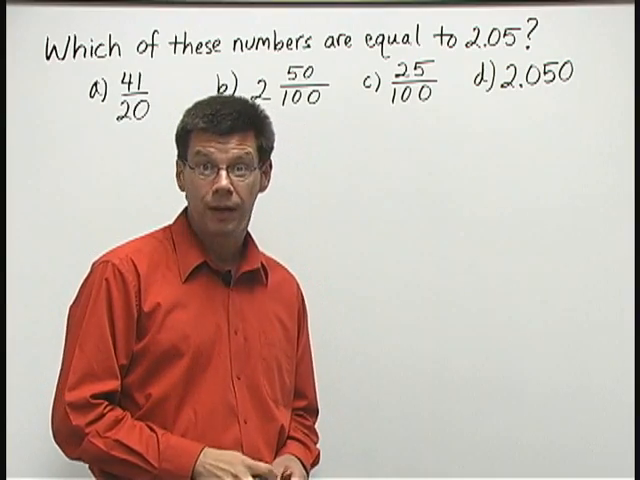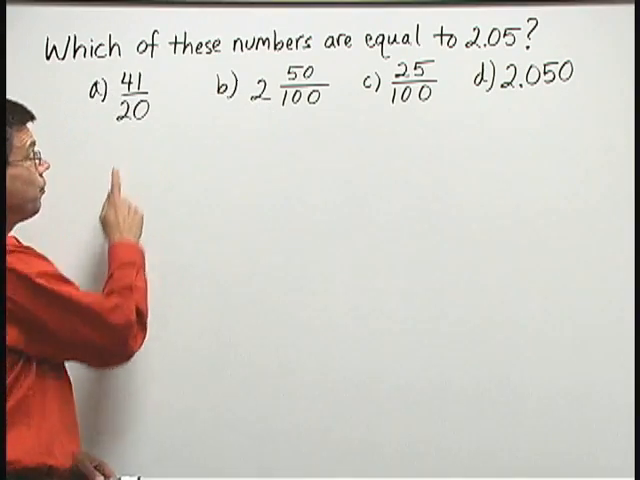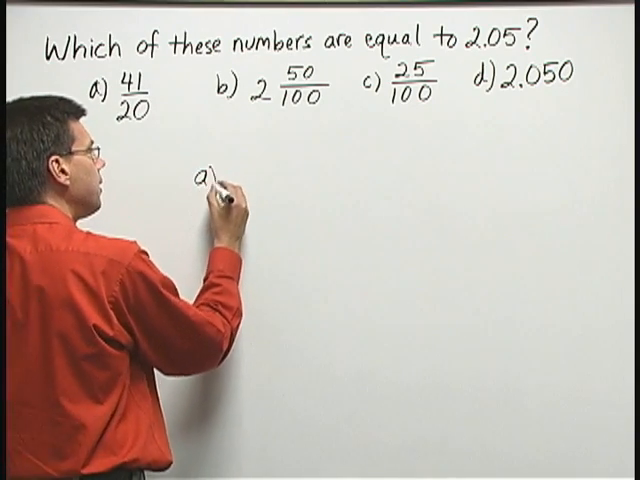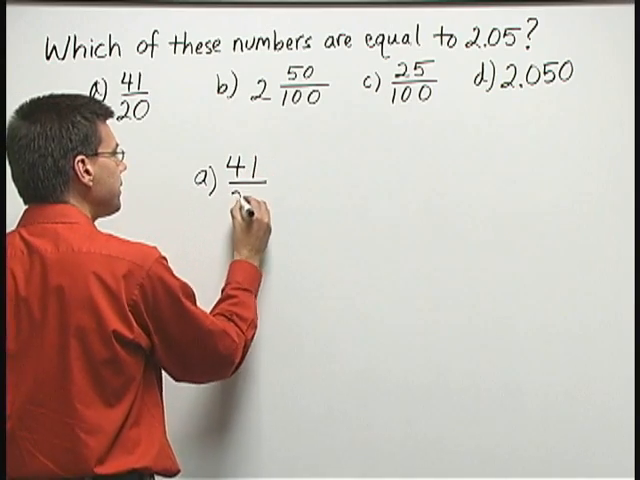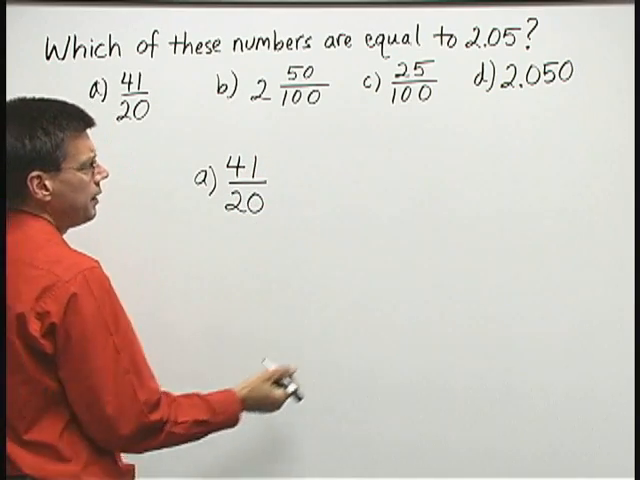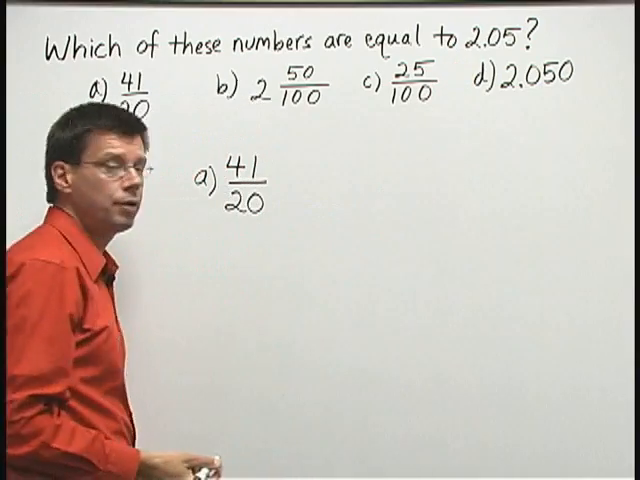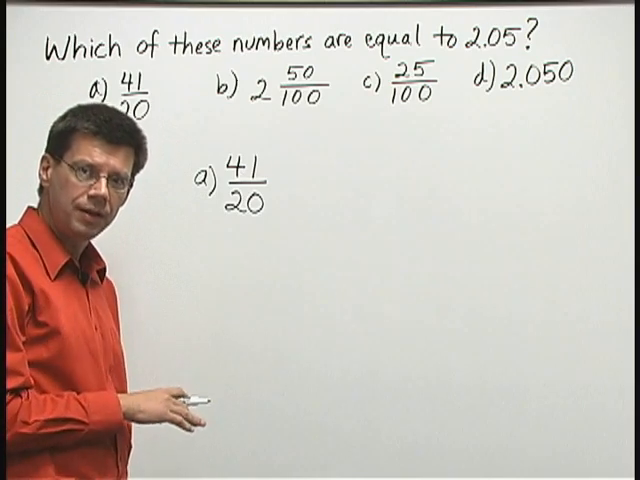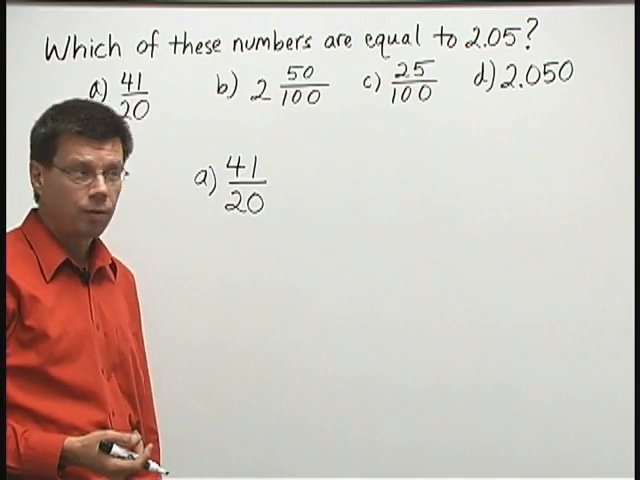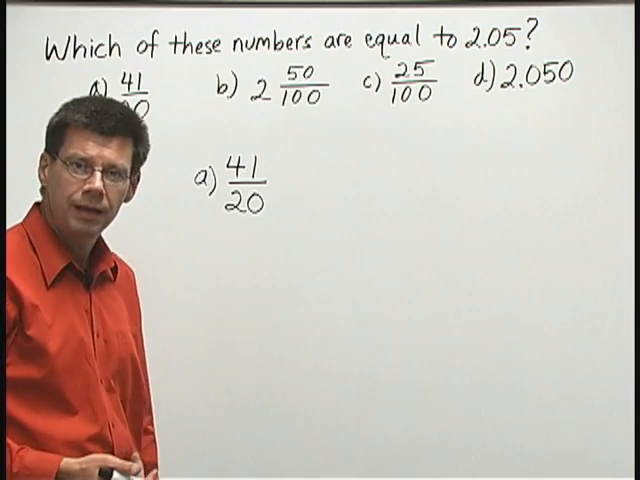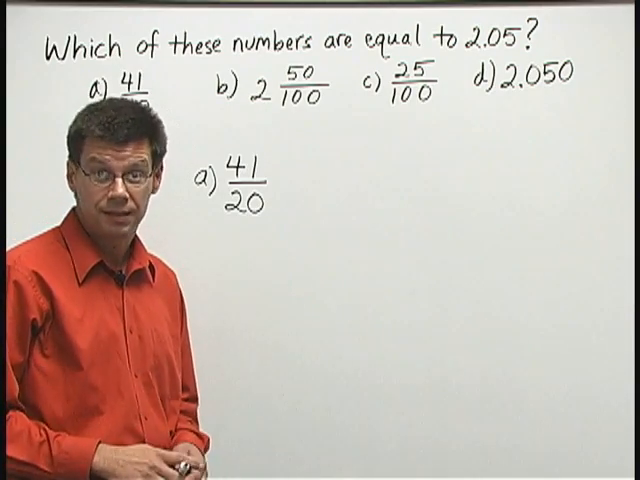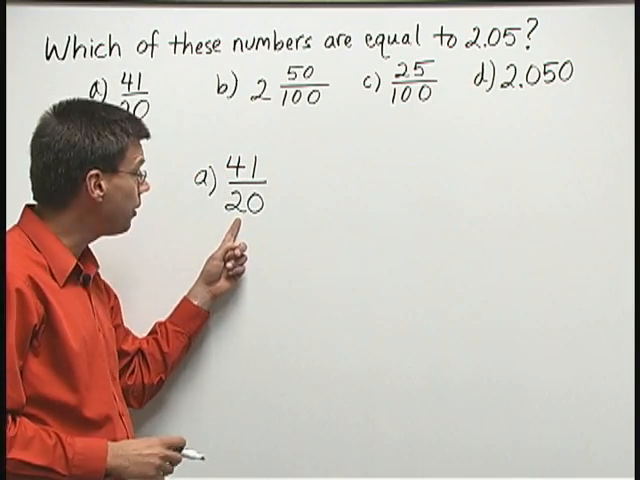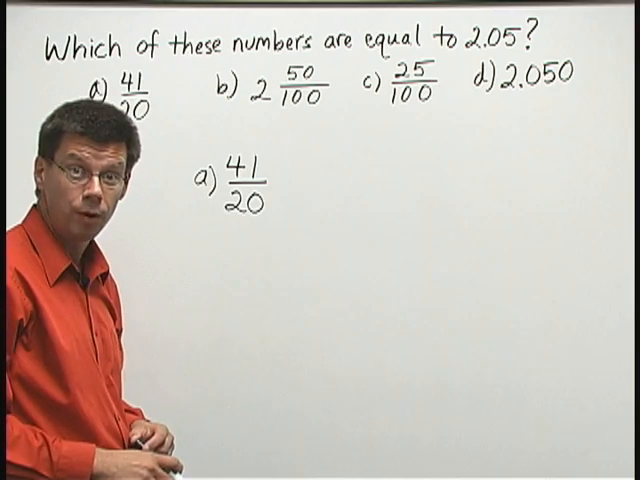So we're going to begin by just looking at A here, 41/20ths. Now, for A, 41/20ths, if we're trying to decide if it's equal to a decimal, 2.05, we need to write both numbers either as decimals or as fractions. We could go either way, but I think here I prefer to write both as a decimal. Now we already have a decimal, 2.05, so I'll convert 41/20ths to decimal form.